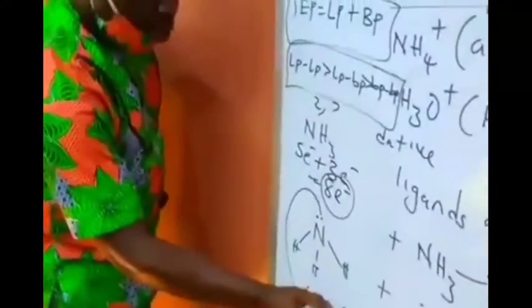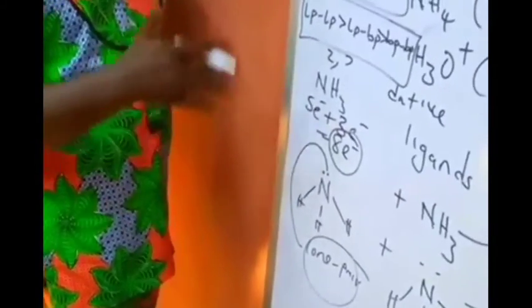Only 6. How do I know? Each of these represents 2 electrons, so you have 6. This one that is not being used during the bonding is what we refer to as lone pair. And lone pairs are stronger. They alter the shape of the molecule, so they are stronger than the bond pair.